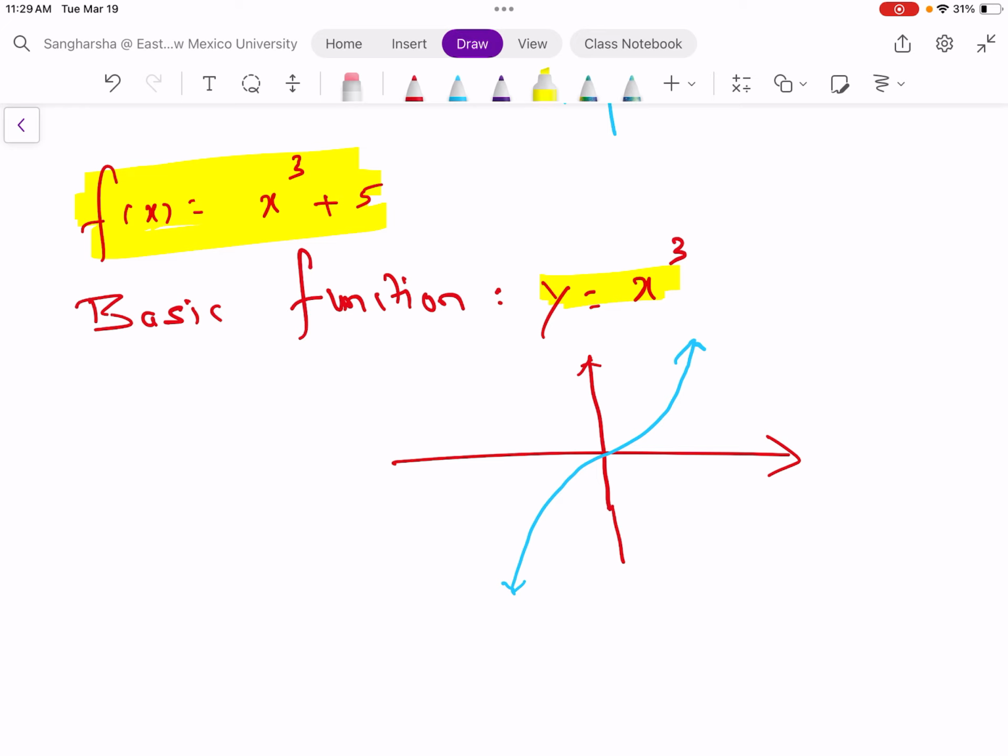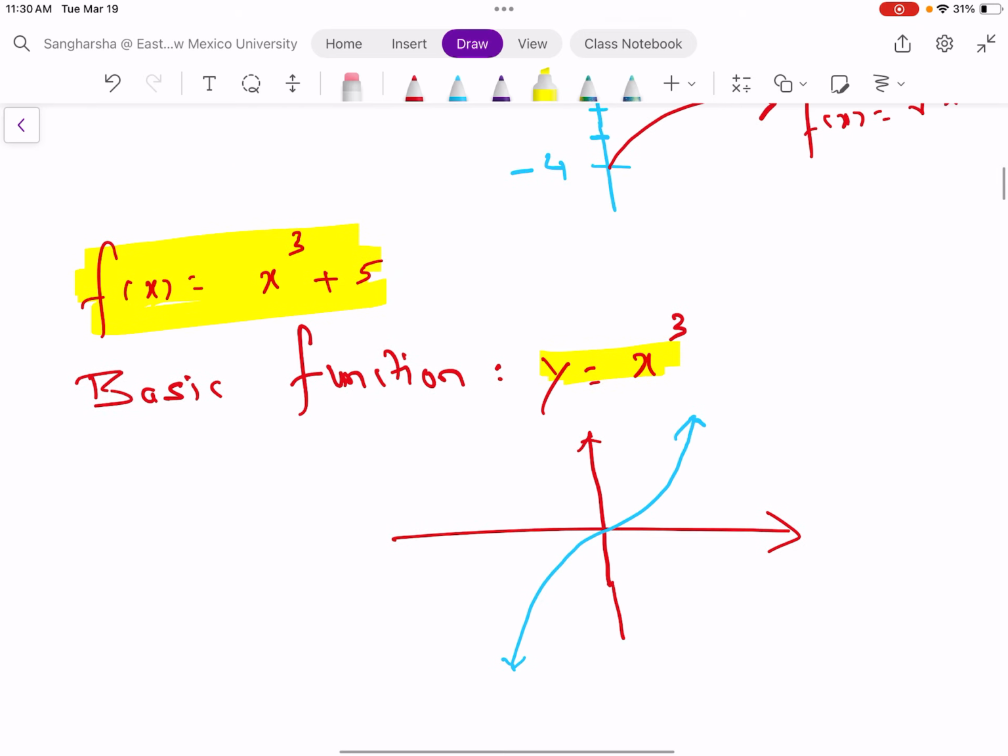Now if we compare with the basic function, what has been done there? 5 is added, right? So if you add 5 to your basic function, we get the function f of x. And what does adding 5 mean? What happens to our graph? The graph is shifted vertically up by 5 units. Now we're going to shift the same graph vertically up by 5 units. So 1, 2, 3, 4, 5. So we're going to shift this graph vertically up by 5 units.